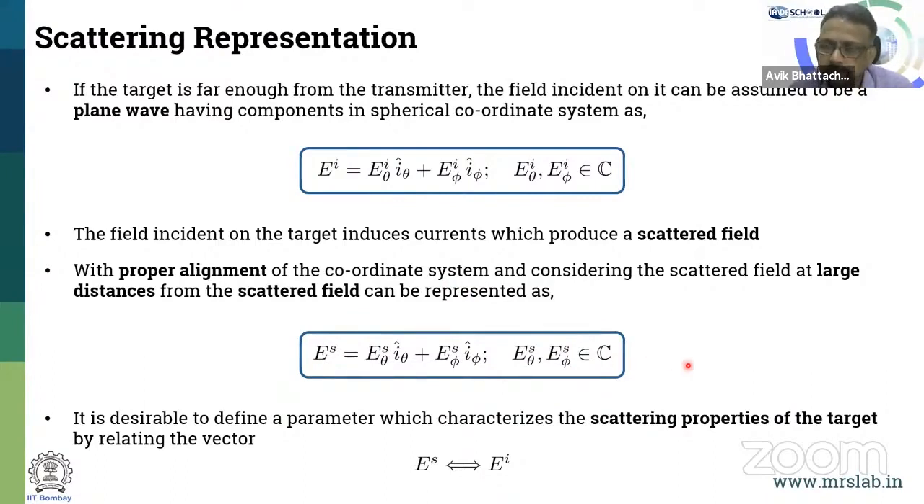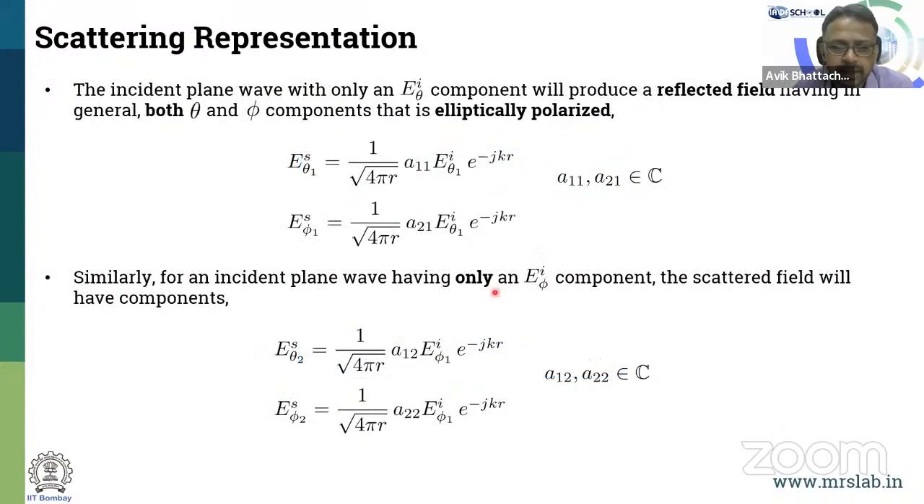Now, what is important? What we desire is to define a parameter which characterizes the scattering properties of the target. So the idea is how it can be related. That's where it comes into the picture. The incident wave, which is written in terms of this E theta incident over here, will of course produce the reflected field in the two components, theta and phi again. And that is elliptically polarized. This is the general form of the polarization, and you can write it in this form.